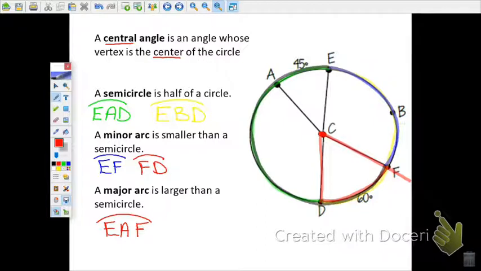So when we name a semicircle or a major arc, we have to use 3 letters. A minor arc is only using 2 letters.